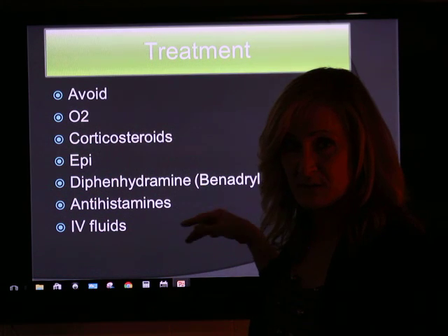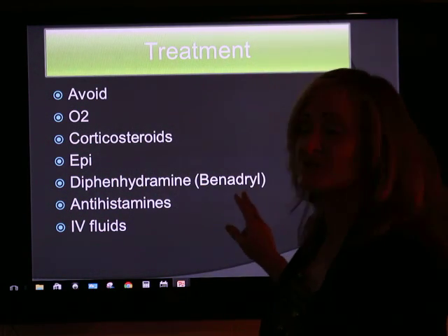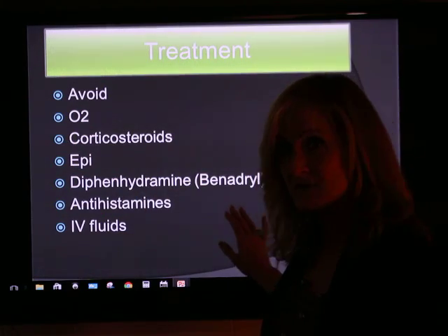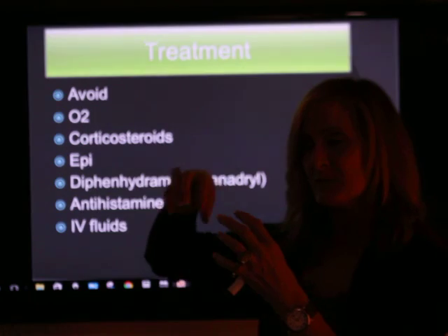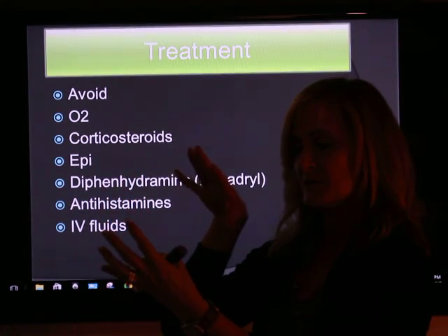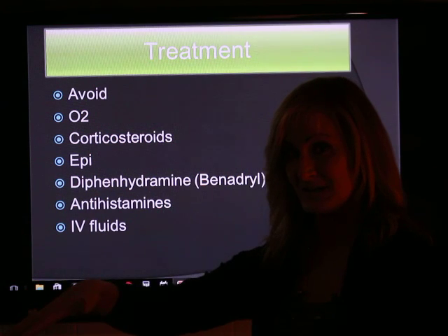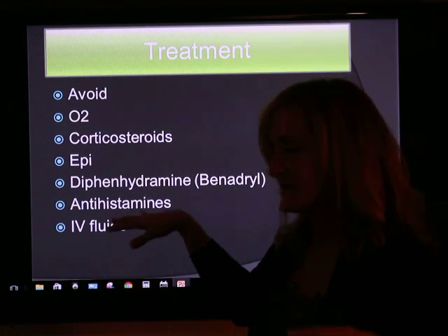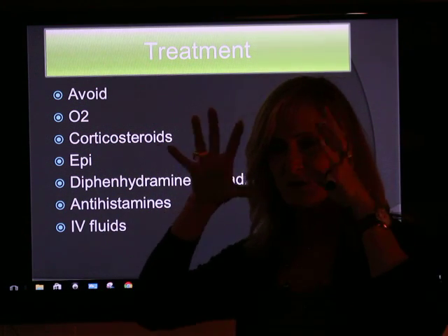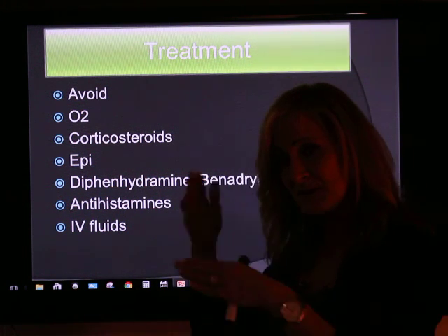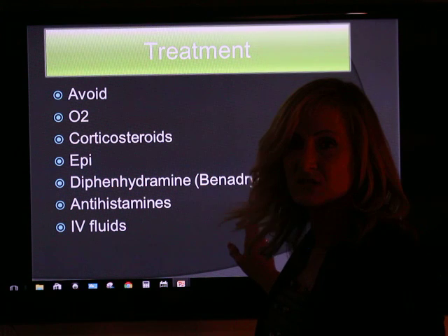Diphenhydramine is a great one, especially if it's not an emergent situation. That's just your over-the-counter Benadryl. This does cause drowsiness though. A lot of these antihistamines, because remember how I said that in the presence of immunoglobulin E, the mediators are released, and one of them is histamine. And histamines are the things that cause the runny nose and the inflammation and stuff. The antihistamines will block that, but it also can lead to some drowsiness.